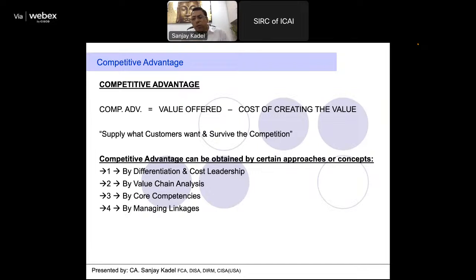So how to achieve this competitive advantage? To achieve this competitive advantage, we have four concepts. By these four concepts, you can achieve competitive advantage. What are these four concepts? Number one, differentiation and cost leadership. These are diverse approaches we will discuss. Then value chain analysis, core competencies, and managing linkages. Let us see differentiation and cost leadership.